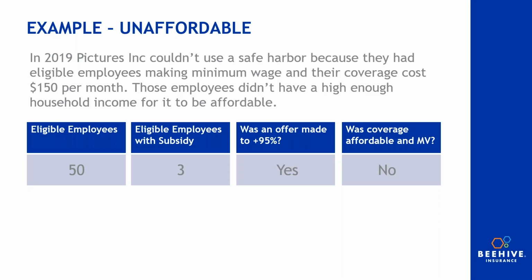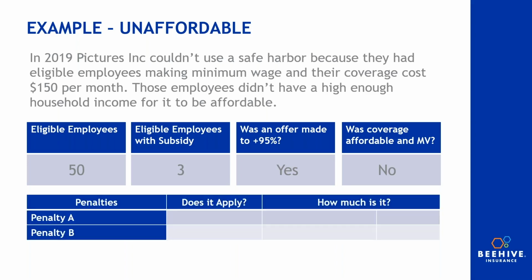And again, our examples are done on a yearly basis. If Pictures Inc. in February or March had recognized that they had eligible employees making minimum wage and that they wouldn't have been able to use the rate of pay safe harbor, they could have given those employees a raise and only faced the penalties for a portion of the year instead of the entire year. But in our example, they didn't, so they get a penalty for the entire year. So let's look at our penalty chart.